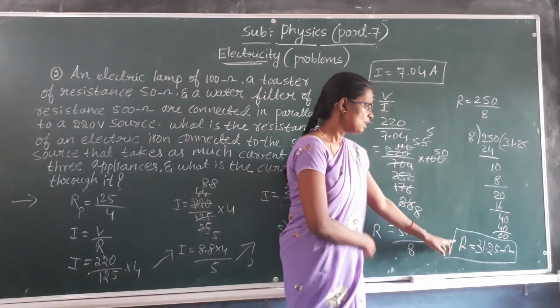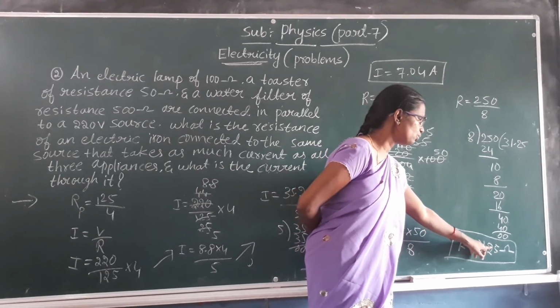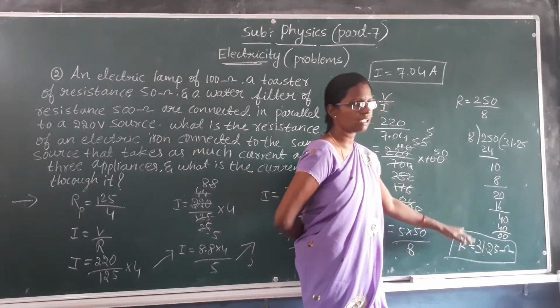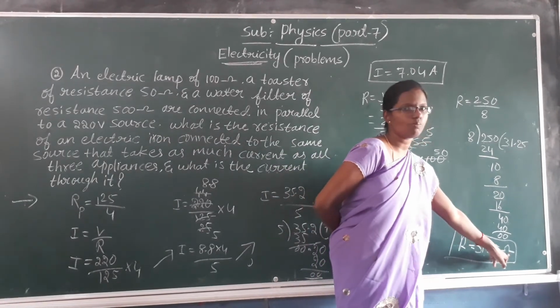So this is the resistance of the electric iron, that is R is equal to 31.25. While writing the answer, you must mention the unit, that is, the resistance unit is ohm.